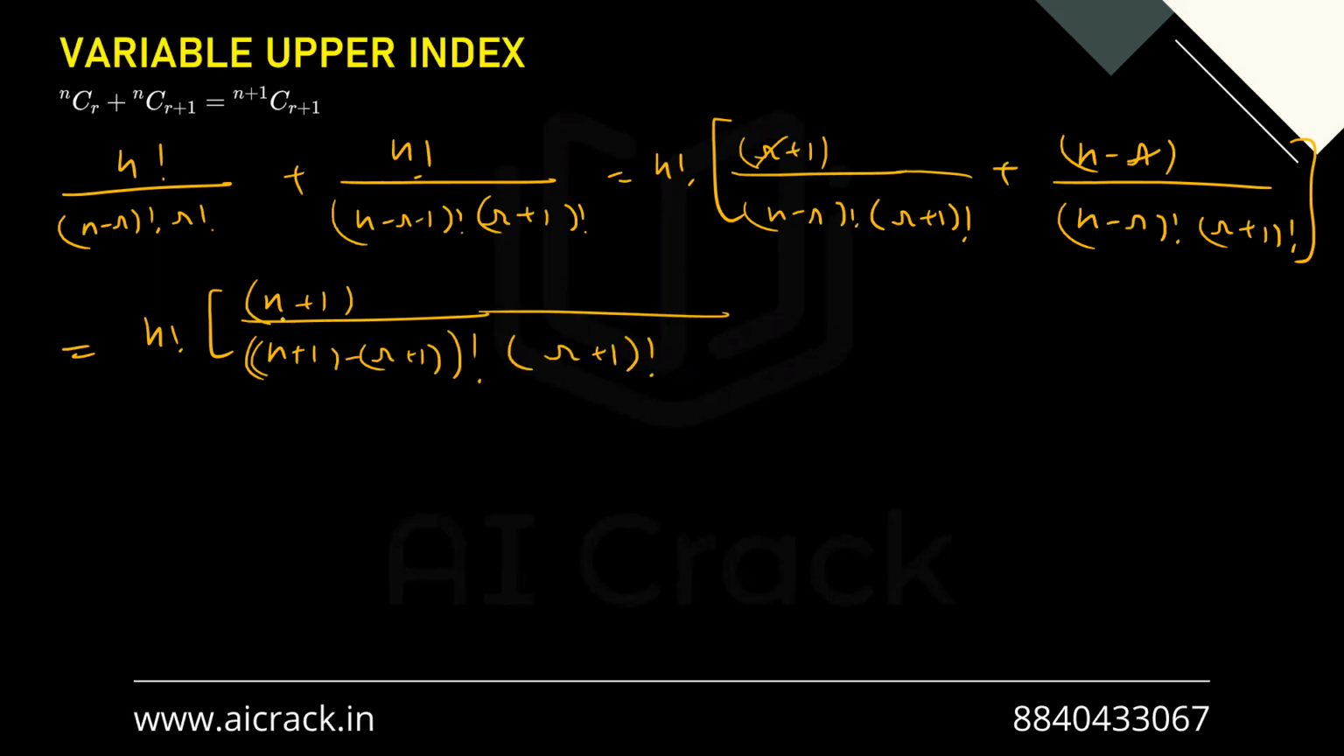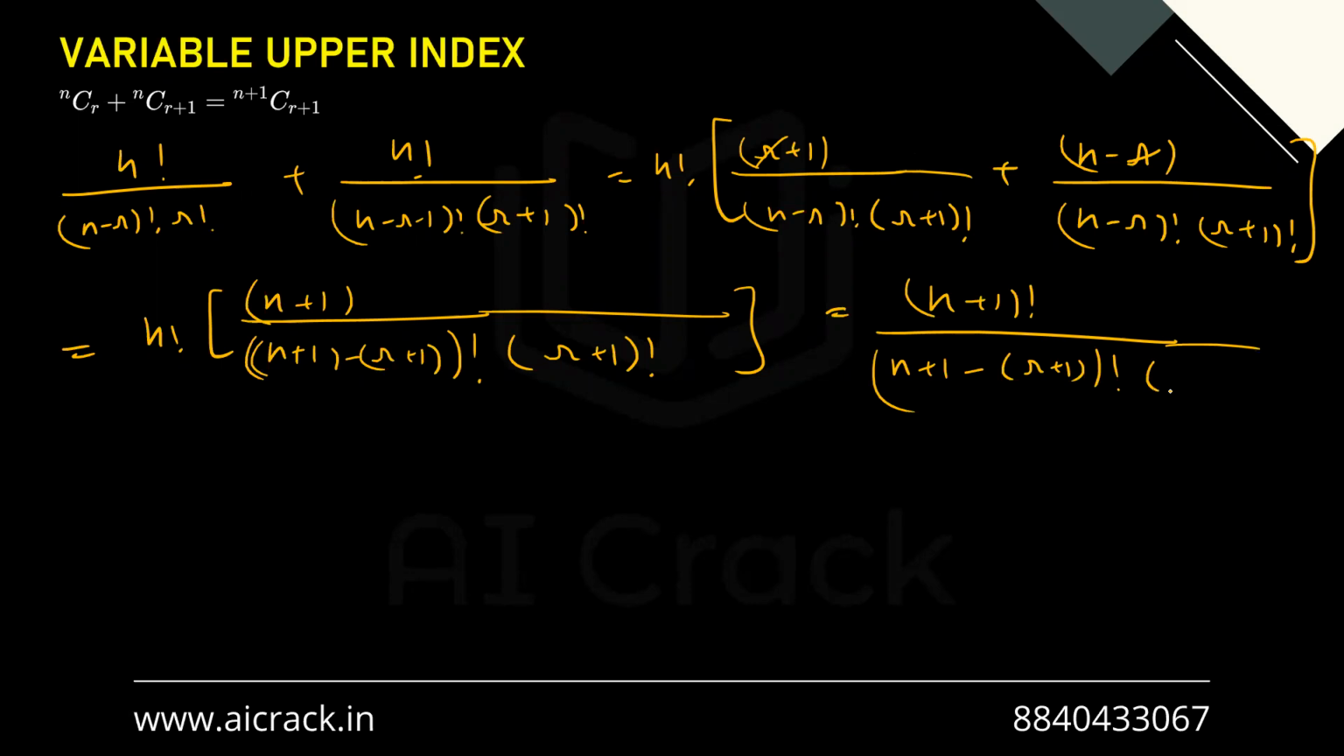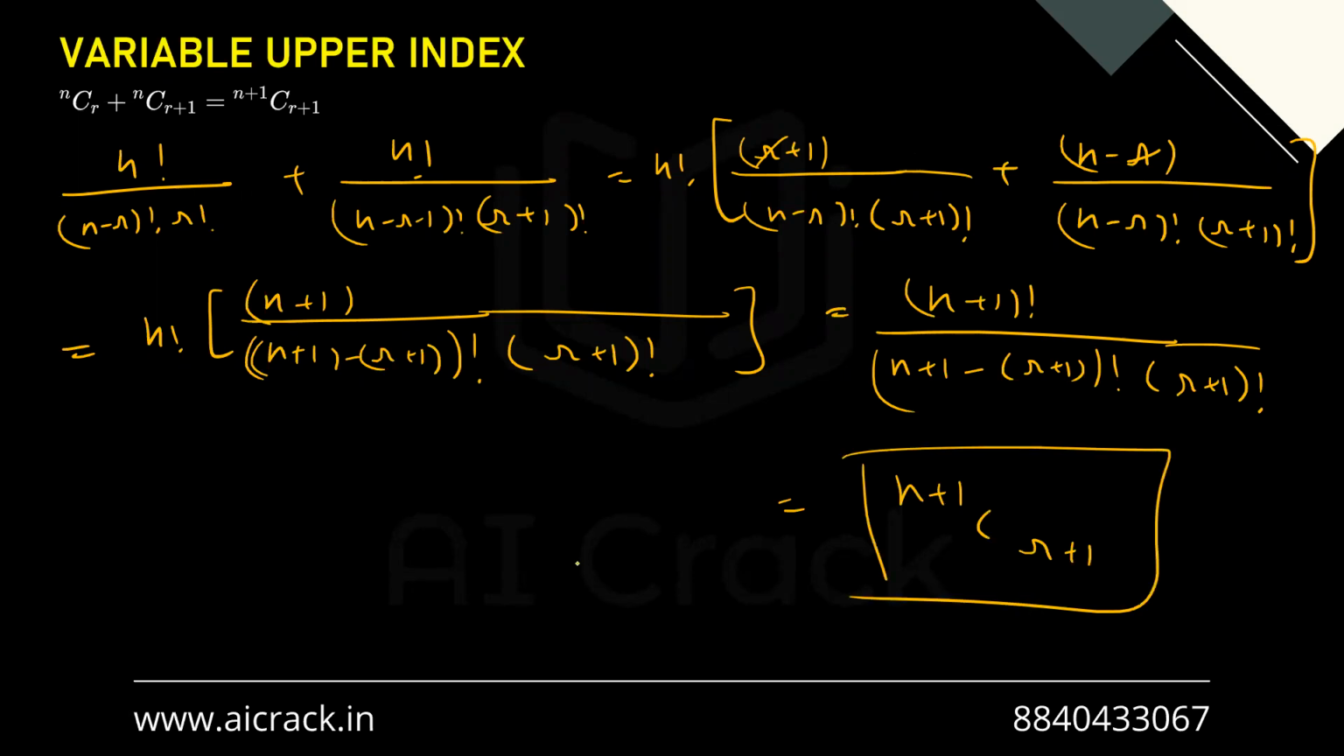Why did I do that? Because we have n plus 1 in the numerator and r plus 1 factorial in the denominator, so I have to write it in this manner only. n minus r can be written as n plus 1 minus r plus 1 factorial. Now this becomes n plus 1 factorial divided by n plus 1 minus r plus 1 factorial multiplied by r plus 1 factorial. So this becomes n plus 1 C r plus 1. So this is how you have to derive it. Very standard process: you have to expand it, take the common terms and do the adjustments.